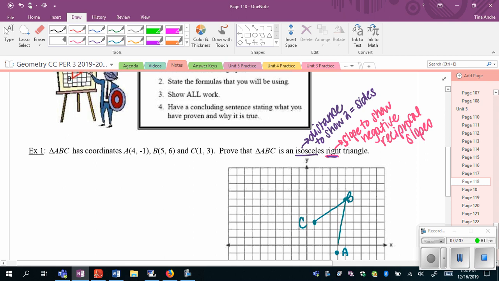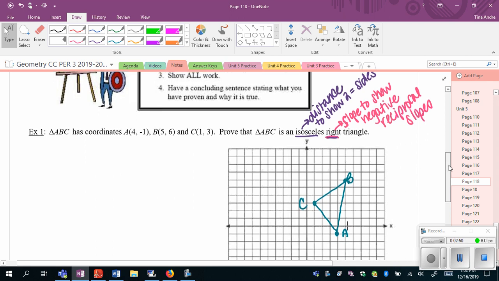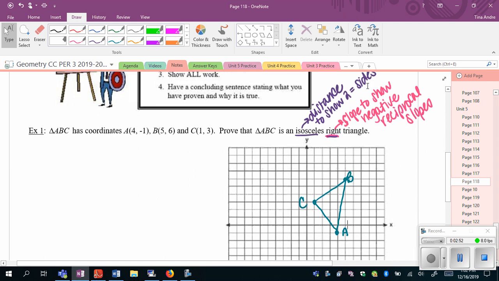And really, the first thing I do when I look at my picture is ask myself, does it look like what it's supposed to look like? So do I have an isosceles right triangle? Does it look like an isosceles right triangle? And to me, yes, it does. So that tells me I'm on the right track. I've graphed my picture correctly. So I'm going to go ahead and start with the right triangle part since that's the new part.